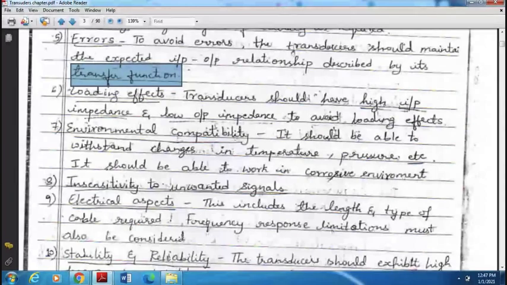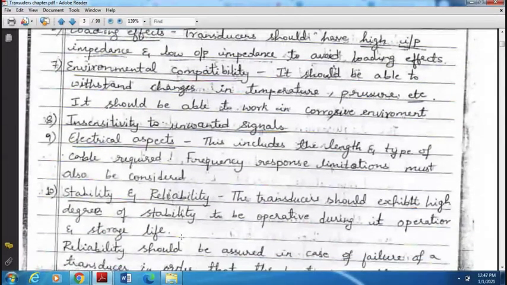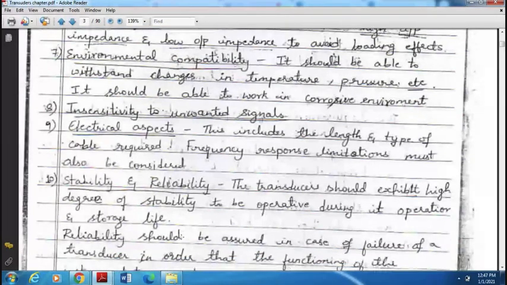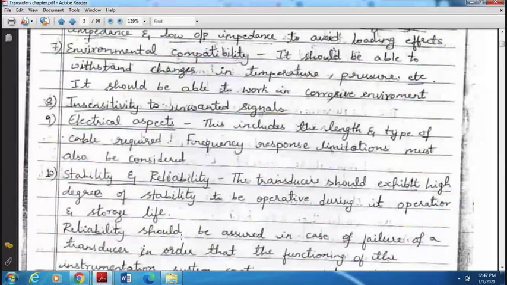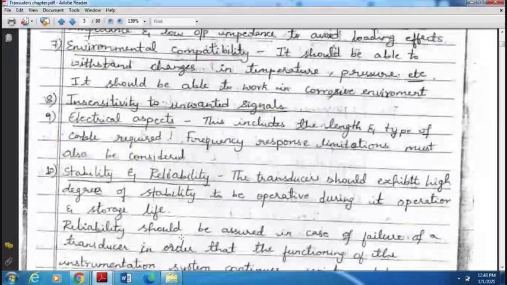So those things. Okay, and then stability and reliability. The transducer should exhibit a high degree of stability during its operation and storage life. Reliability means life; it should have a longer life. Whatever transducer you are going to purchase or use, it should have a longer life. So these are some of the points which you have to mention.